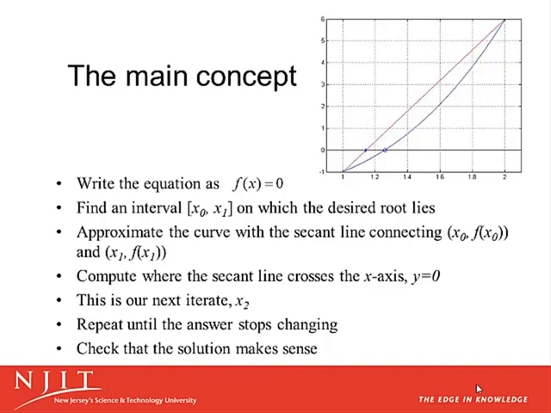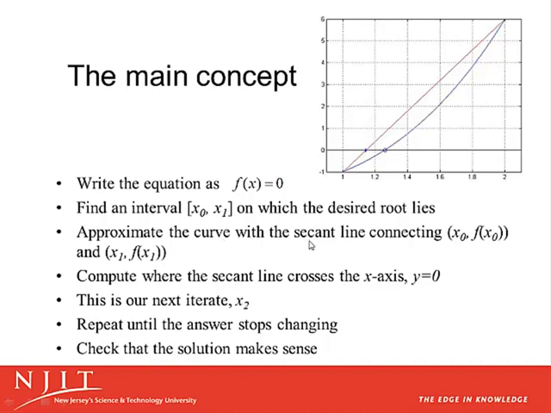Well, we write the equation as f of x equals 0, just like for the other root-finding methods. We find an interval from x0 to x1 in which the desired root lies. So we have a function here, the blue curve, where the function is negative at the left end, it's positive at the right end, and so there must be a root in the middle. So we find that interval, in this case between 1 and 2.